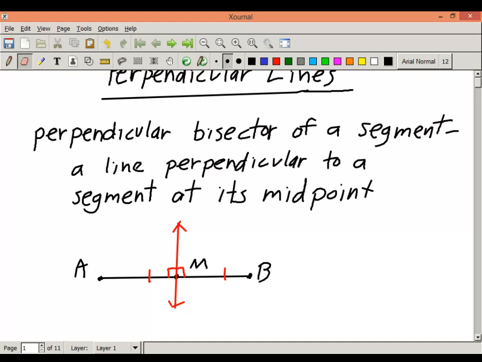So it does two things. It's not only perpendicular to the segment, which you can tell by the red boxes, it's also the bisector of that segment. It goes through point M, so that means that segment AM and segment MB are congruent. So again, the red line is the perpendicular bisector of segment AB. Okay.